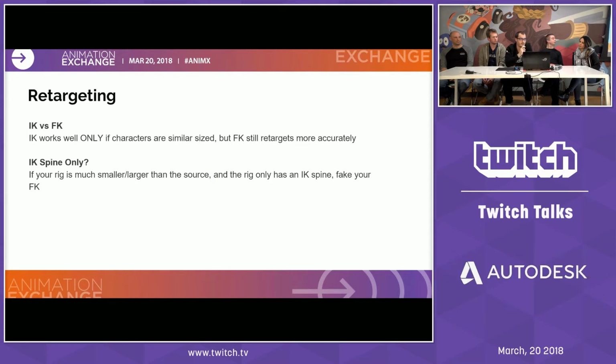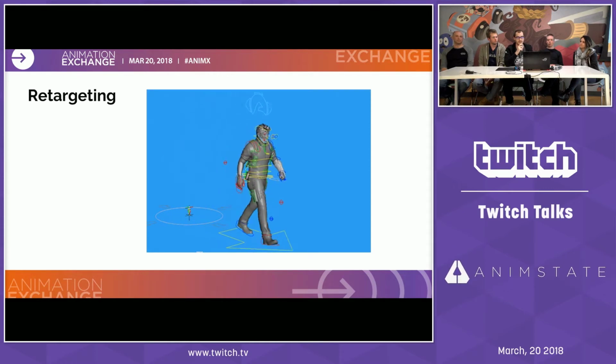All right, quick note about using IK or FK. IK arms and legs will work pretty well if your characters are similar in size. And obviously, you might prefer this, especially for legs when you want to bake down to IK and work from there so you can plant your feet. But FK retargets much more accurately and is really essential if your characters are very different in size. Now, when it comes to an IK versus an FK spine, even if your 2 characters are exactly the same size, your IK spine is probably going to freak out a little bit.